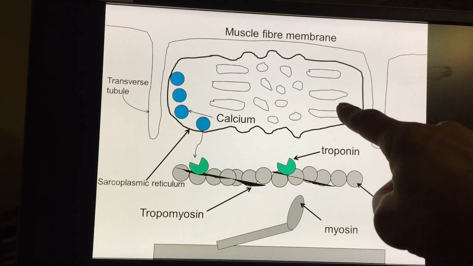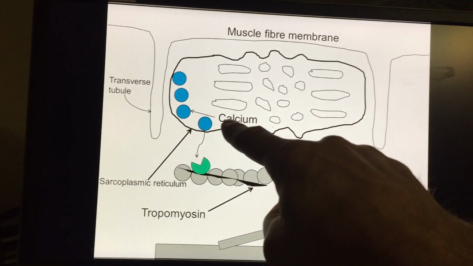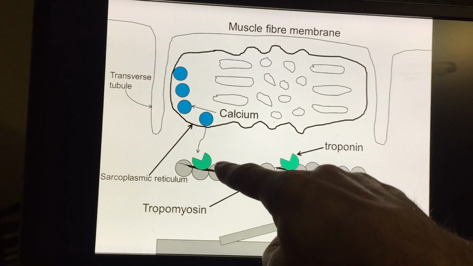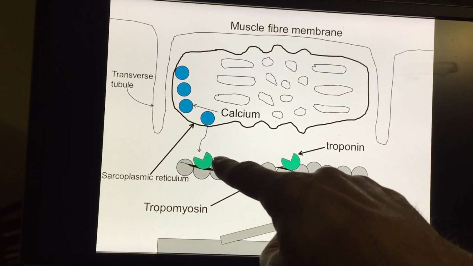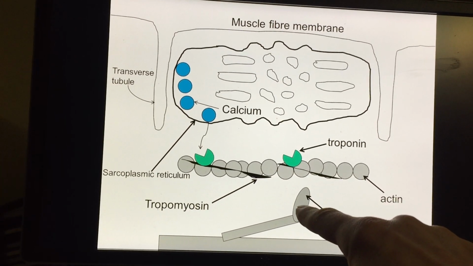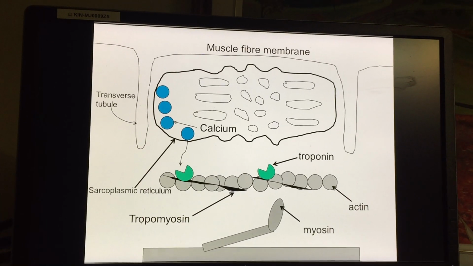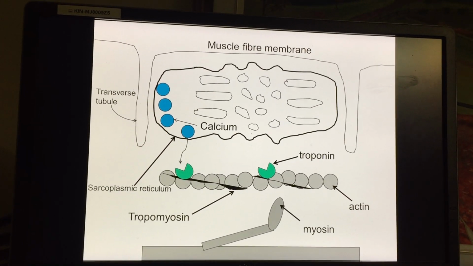That's transmitted to the sarcoplasmic reticulum, and that stimulates the opening of calcium channels. You get calcium released, binding to troponin, lifting of tropomyosin off the actin, allows myosin to bind with actin. So that's pretty much a summary of everything that's involved with muscle contraction.